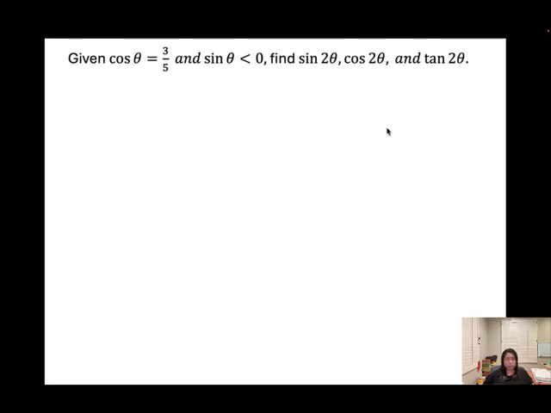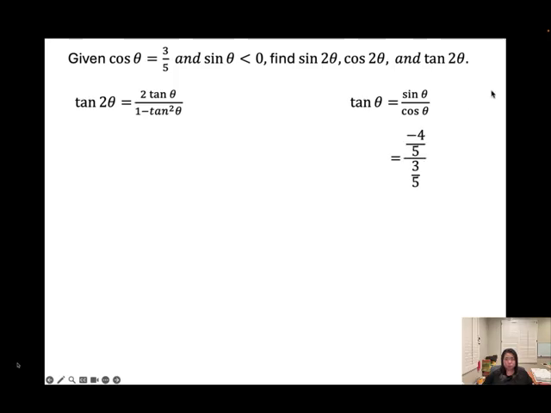Okay, tangent 2 theta. So we have the formula 2 tangent theta over 1 minus tangent squared theta. Okay, you do have two methods to find the tangent 2 theta. The first one, I would find out what is my tangent theta. Tangent theta equals sine theta over cosine theta. I found it from part A already. So simplify it, you're gonna get negative 4/3.